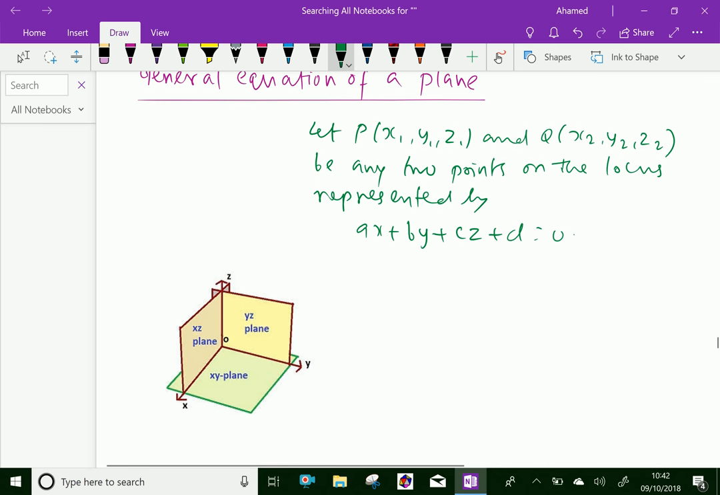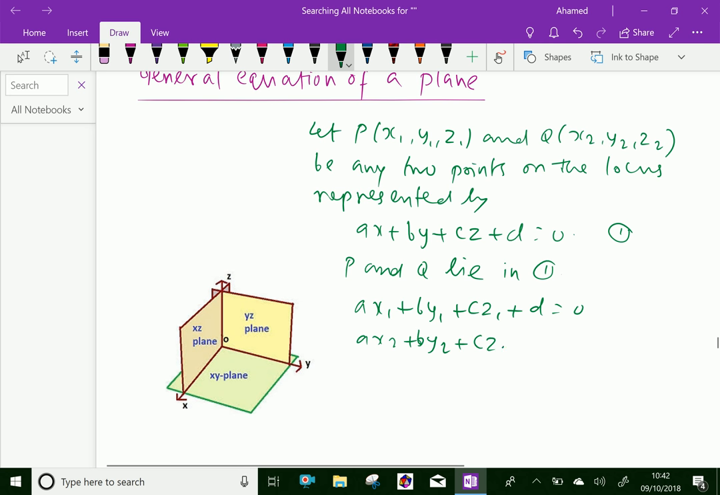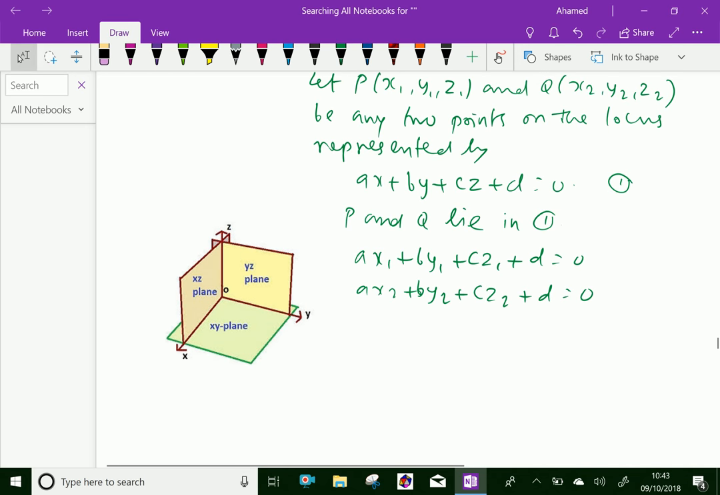Since the points P and Q lie on equation 1, substitute the points P (x1, y1, z1) and Q (x2, y2, z2) into the above plane. It will give Ax1 + By1 + Cz1 + D = 0, as well as Ax2 + By2 + Cz2 + D = 0. Let these be numbers 2 and 3.